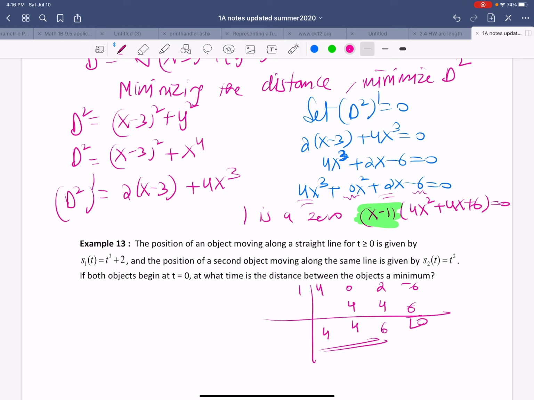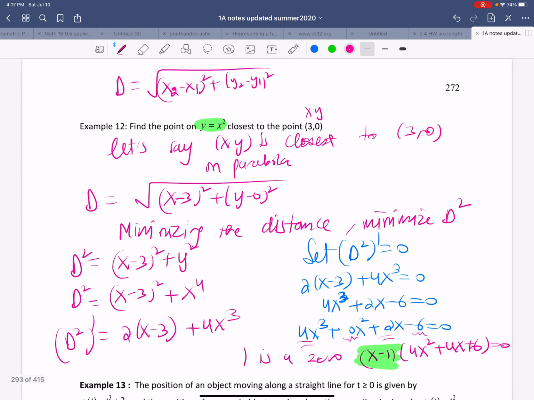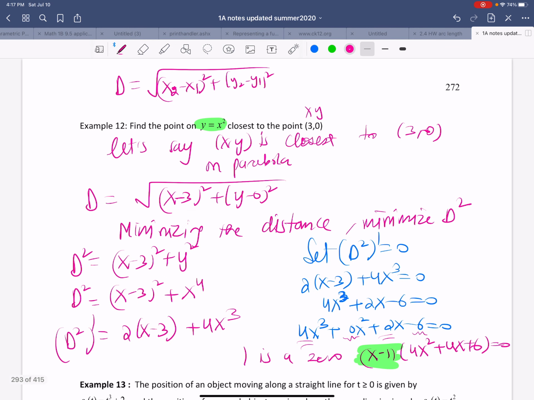So we would be able to say that the distance is minimized, the closest point to (3, 0), at x equals 1. And if I plug x as 1, y also turns out to be 1. So the closest point to (3, 0) is (1, 1) on the parabola y equals x squared. That's all in this video. We saw several examples of optimization here.